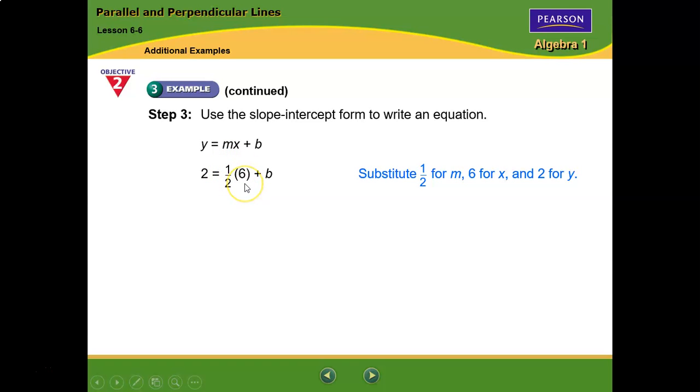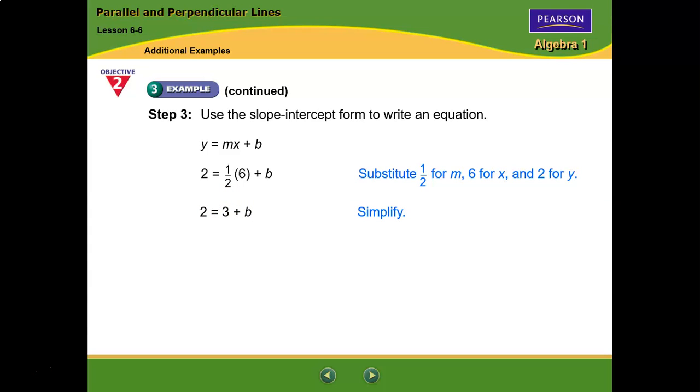So what is 1/2 of 6? Well, that is 3. So we have 2 equals 3 plus b. We're almost there. b is almost isolated. To get b by itself, we have to get rid of this 3. We have to move it to the other side. Well, since this is a positive 3, we have to subtract to move it.